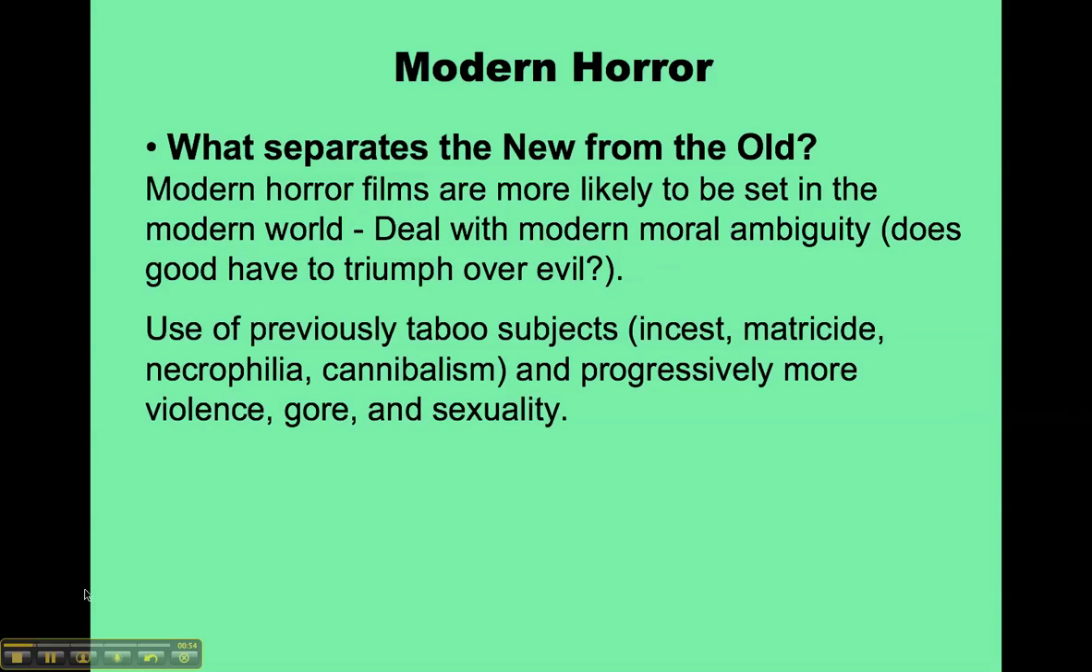Also, we have use of previously taboo subjects, which is always good and fun in a horror film. So things like incest, matricide, necrophilia, cannibalism. We also get progressively more violence, gore, and sexuality in these films. So essentially, the things that most of you viewers are used to seeing in horror films, those are what you end up seeing in modern horror films and from now on. And those taboo subjects and the gore, the violence, and sexuality, those are a lot of the things we associate with horror films. The earlier gothic horror films seem awful tame to us because they don't actually have that.